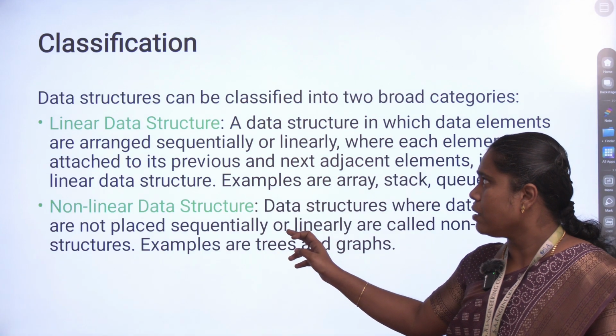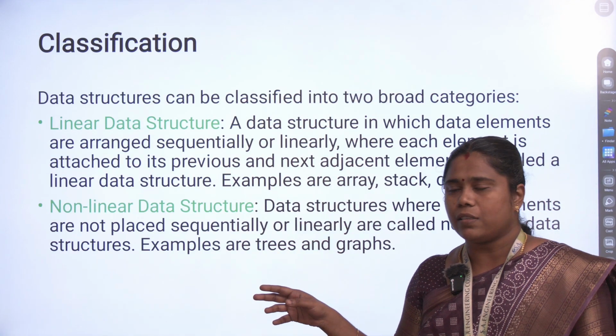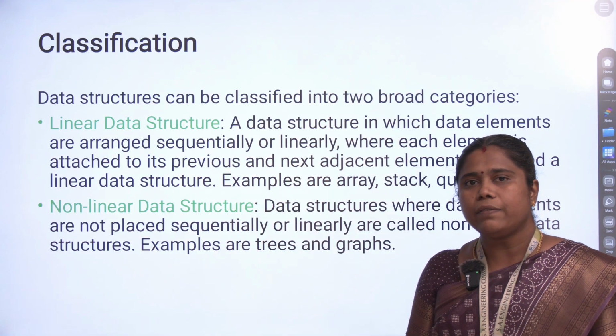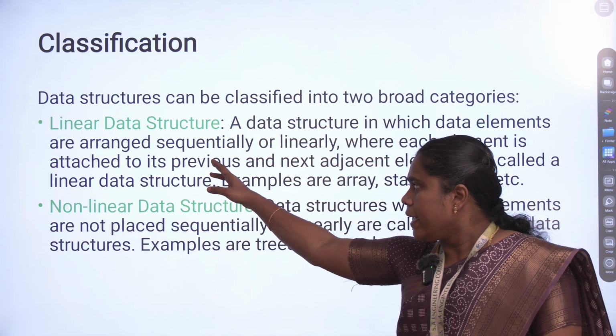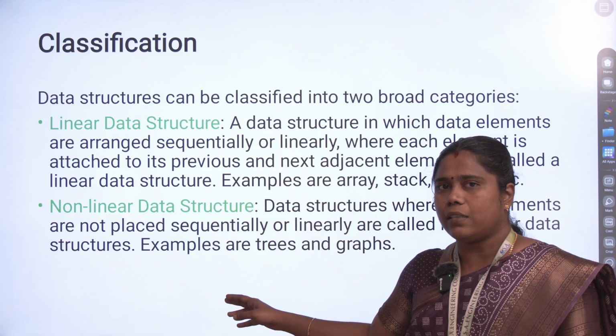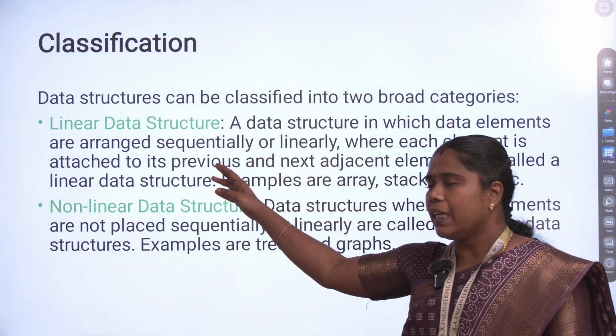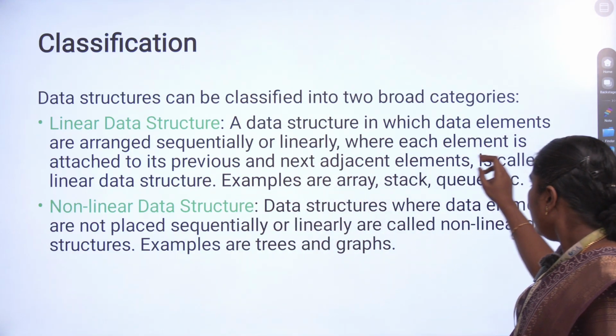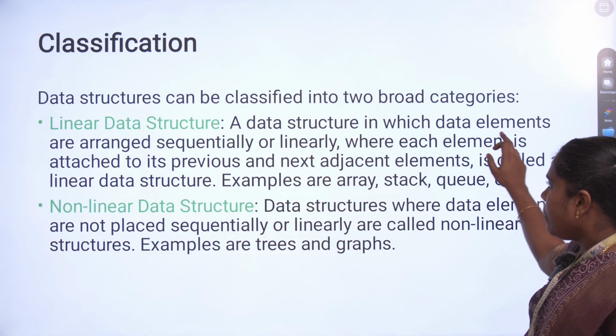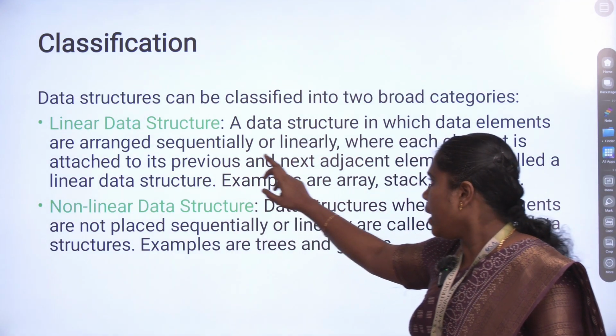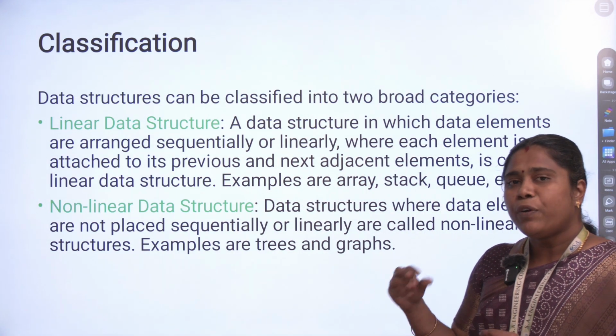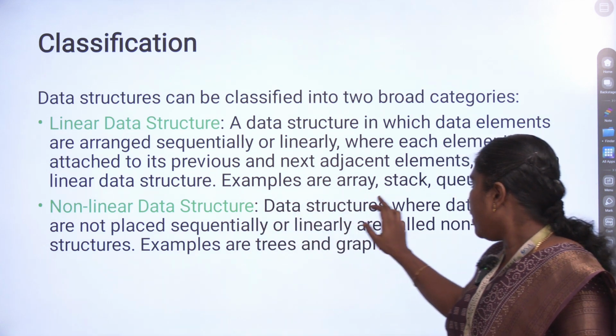Some examples of data structures include array, stacks, queues, trees and graphs. The next is classification of the data structures. The data structures can be classified into two types: linear data structure and non-linear data structure. From the term linear data structure, it means the data elements will be arranged sequentially and in a linear pattern. For example, we can take arrays and stack.